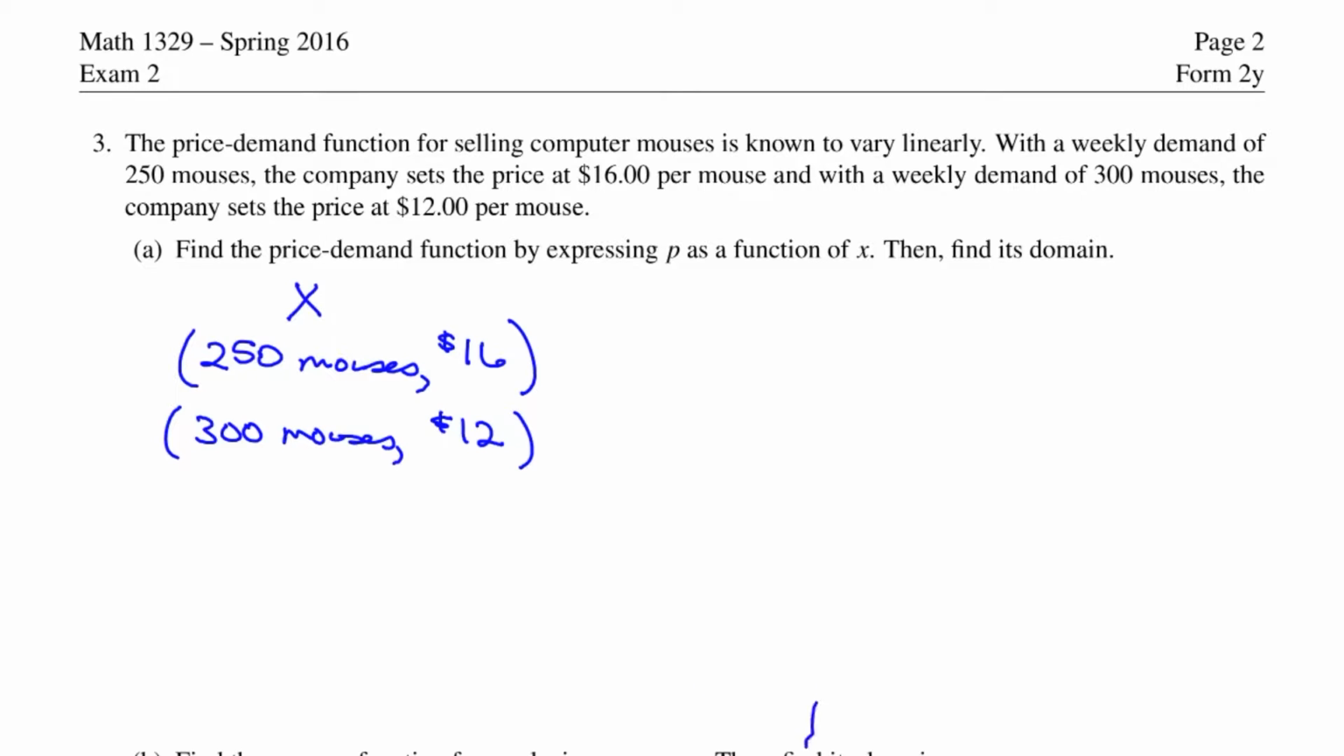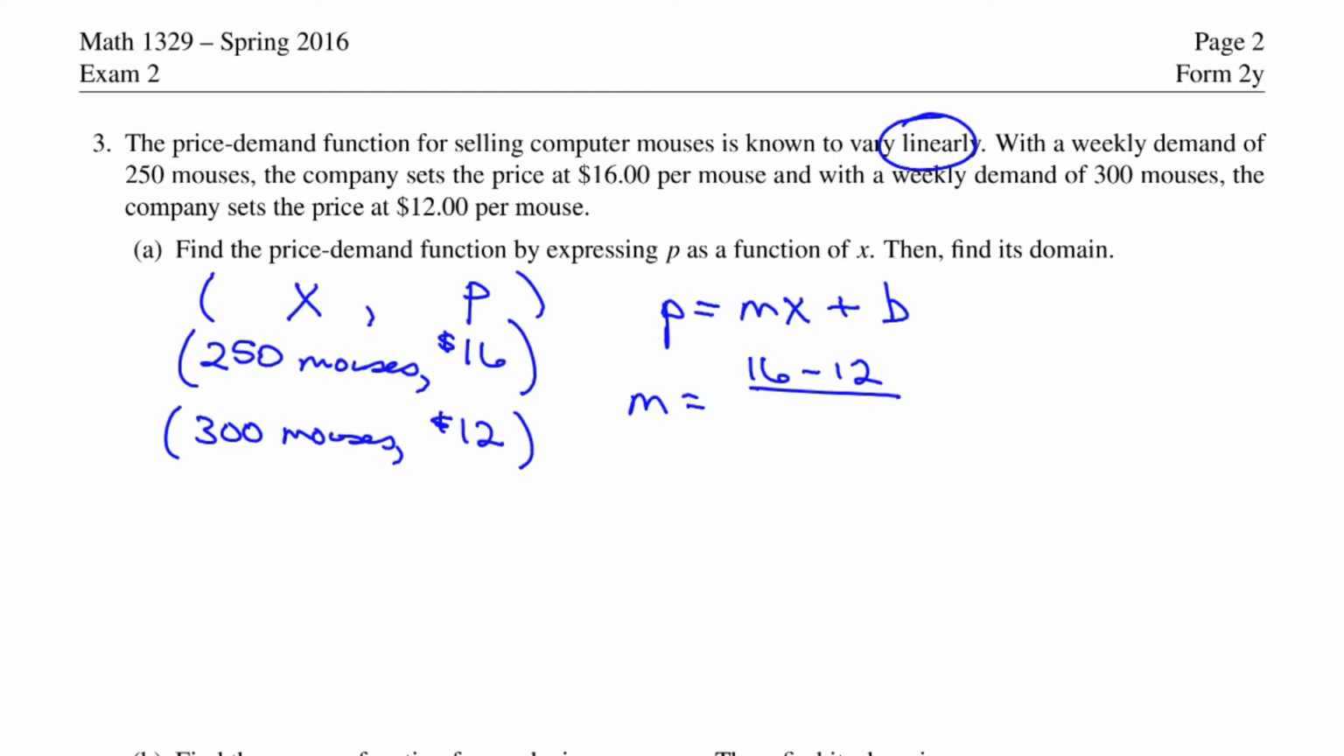So X is the demand, it's the number of mouses, and P is the price. So these ordered pairs are in the form of X comma P. We're looking for a linear equation, because it said it was linear, in the form of P is equal to mx plus b. And this is just regular algebra, right? So m is equal to 16 minus 12 over 250 minus 300. So that's 4 over negative 50, which is negative 0.08.